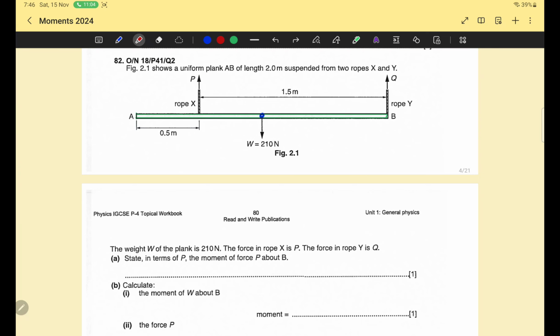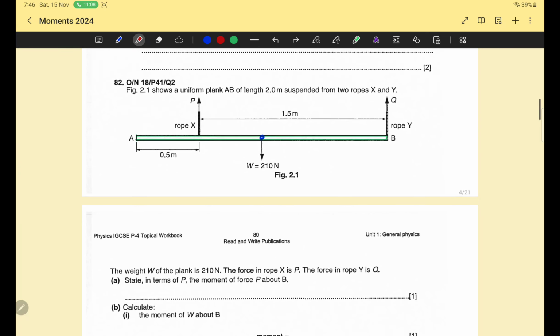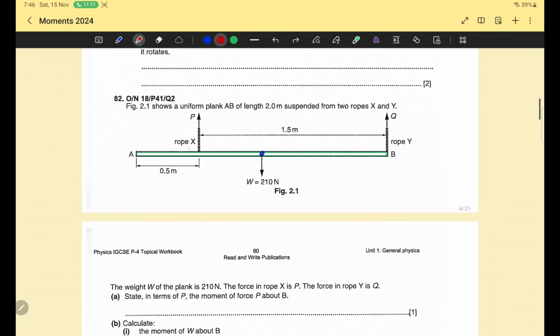Okay. The weight of the uniform plank is 210 Newton, and this plank is suspended by two ropes. This is rope P and this is rope Q. Consider this is the roof, and with the roof these two ropes are connected, and tension will be produced in the ropes.